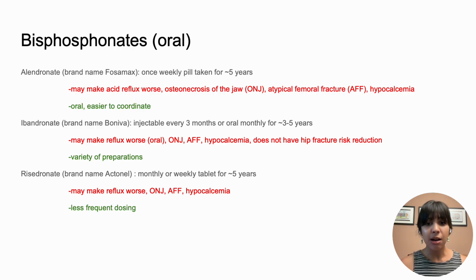Risedronate, brand name is Actonel. This is a monthly or a weekly tablet, so there's a couple options there. Usually, again, for about 5 years, give or take. Similar cons to the alendronate. May make reflux worse. ONJ and AFF are a rare occurrence, hypocalcemia. And I guess the benefit can be less frequent dosing. So if you have a patient who says, I really don't like to take this once a week, it's hard for me to take this and keep it, waiting a half hour before I eat, maybe less frequent dosing might be more doable for some patients.